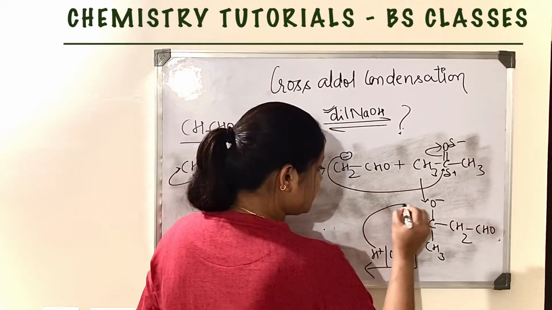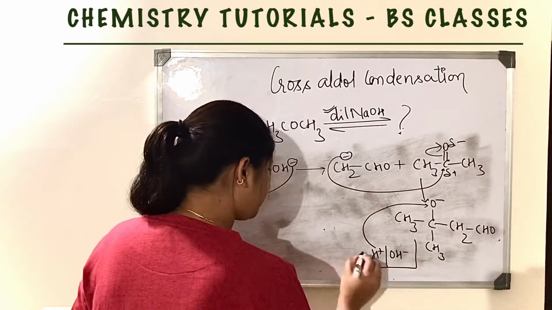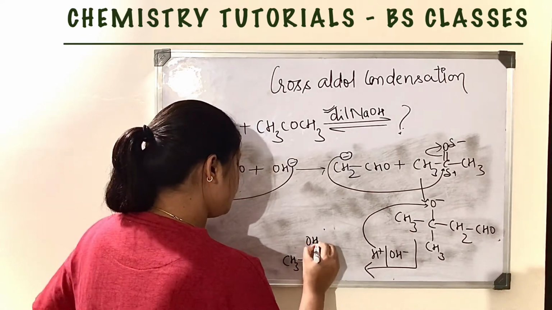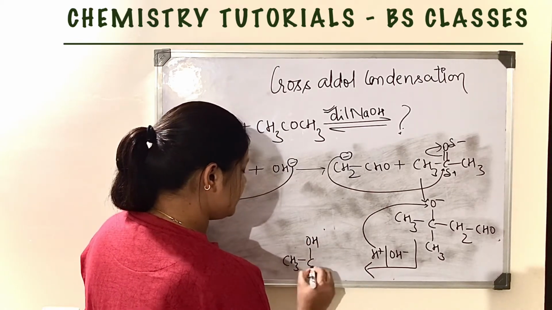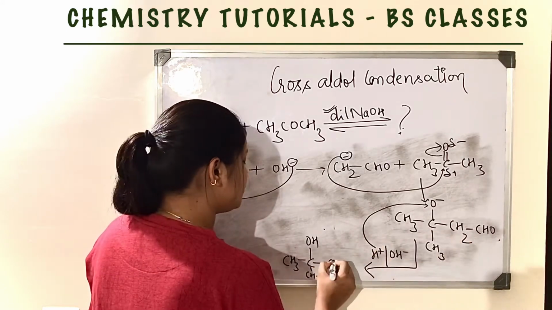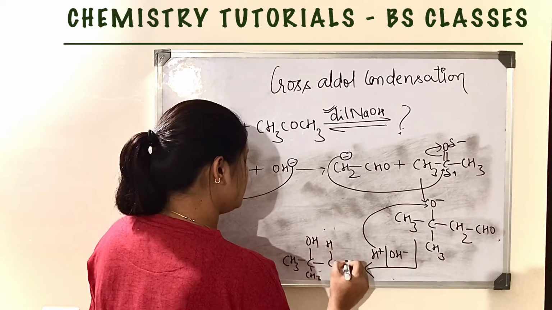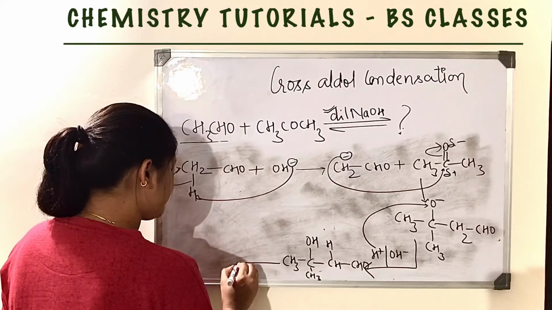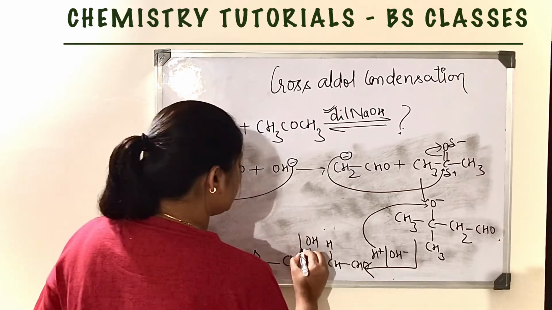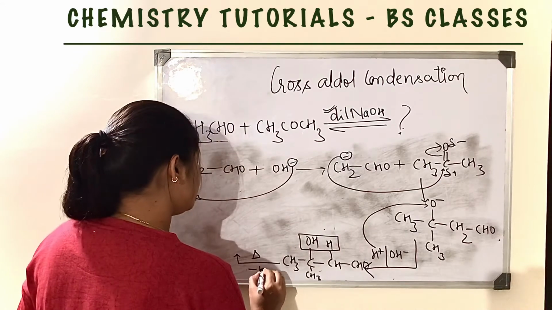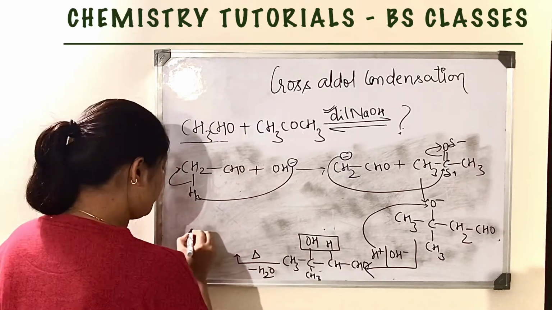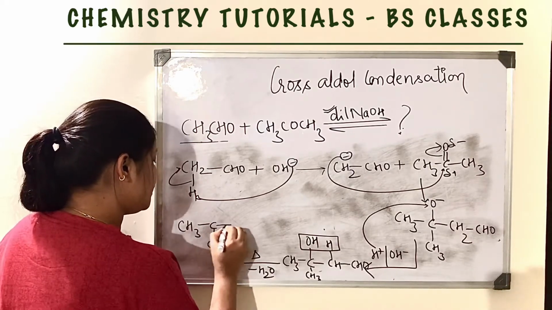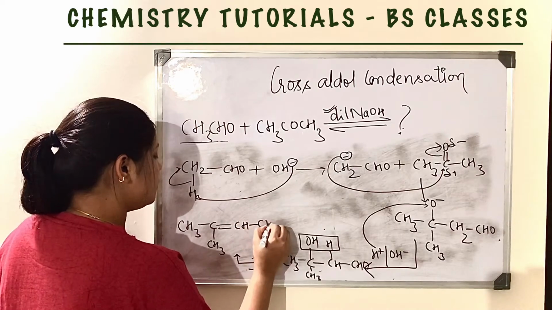Now this H plus binds with this oxygen and forms OH, here CH3. We can write this CH2 like this, CH, sigma bond CH, CHO. Now if we heat this reaction, then the loss of water molecule takes place. Now minus H2O and form CH3C CH3, double bond CH, now CHO.